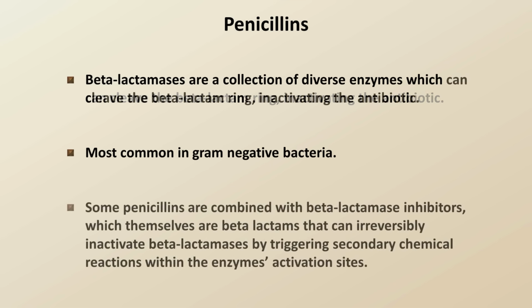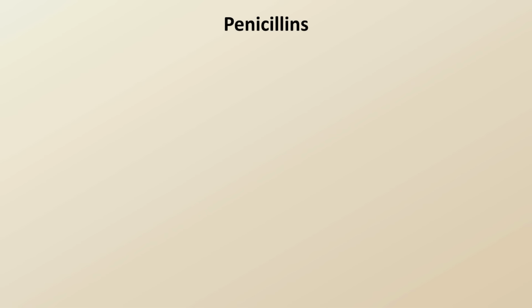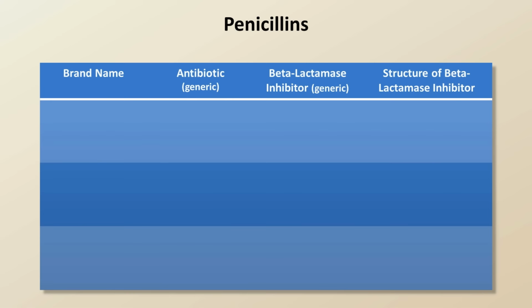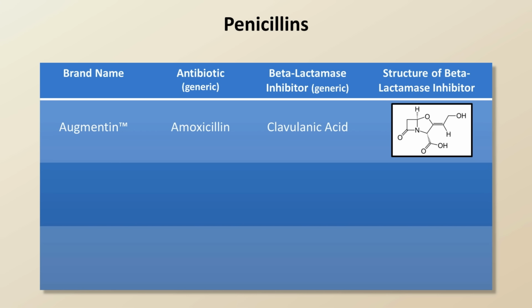And to combat this, some penicillins are combined with beta-lactamase inhibitors, which themselves are beta-lactams that can irreversibly inactivate beta-lactamases by triggering secondary chemical reactions within the enzyme's activation sites. These beta-lactam, beta-lactamase inhibitor combinations are standardized and branded. For example, the brand name drug Augmentin is composed of a standard combination of amoxicillin and clavulanic acid, the structure of the latter shown here.